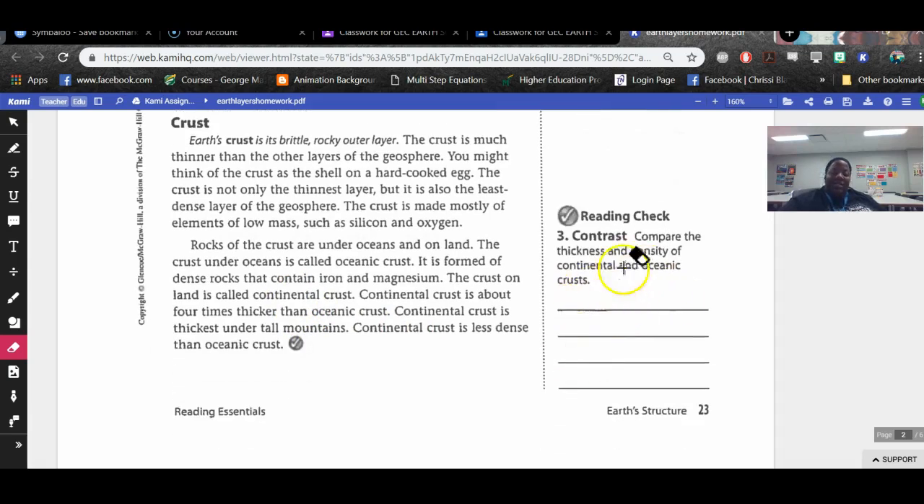Now we have information to answer the question here. Contrast, which means compare the two differences. Compare the thickness and density of oceanic crust and continental crust. So that information you have should be right up here. Let's see.